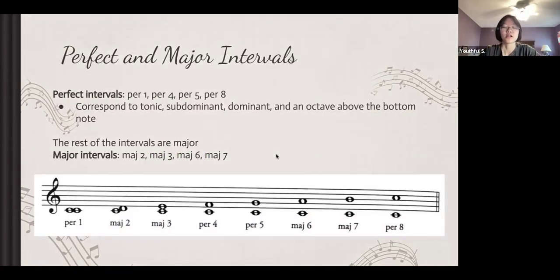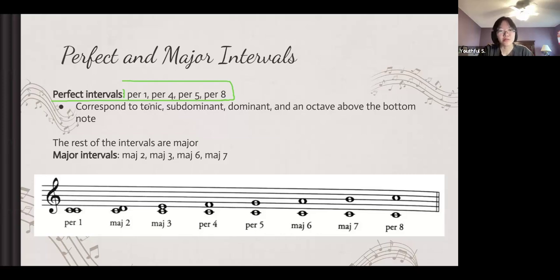Okay, so to start off, perfect and major intervals. So perfect intervals will always be 1, 4, 5, and 8. That's a fact. You cannot dispute it. So 1, 4, 5, 8, they're always perfect. Their quality is always perfect. They're just perfect numbers, so you have to call them perfect.